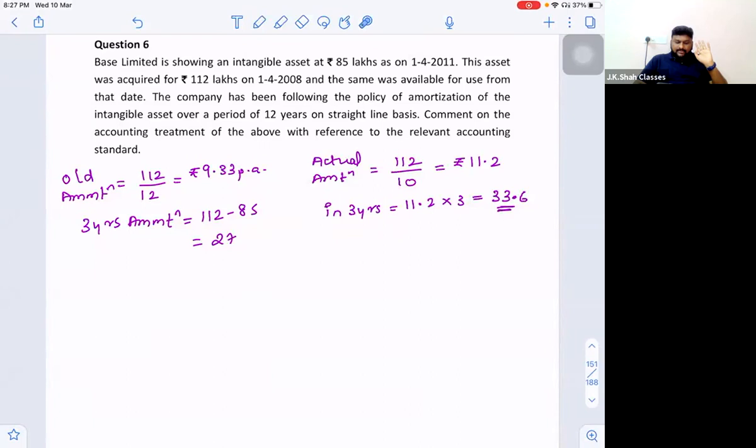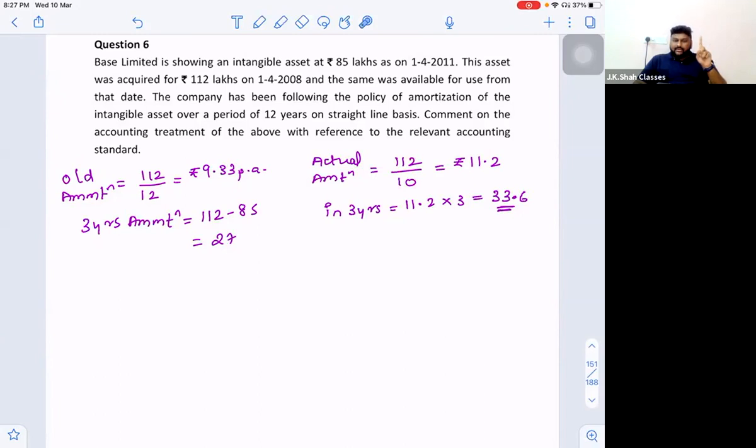But sir, I think the company has charged only 27 rupees as amortization. That is 112 minus 85, the current book value. So I think they have not taken that 0.33, because if you take this 0.33, then the amortization amount should come to 27.99. But they have taken 27. It seems that 0.33 will be adjusted at the end of the 10th or 12th year. So fine, sir, no problem. For us, 27 is the amortization charged.